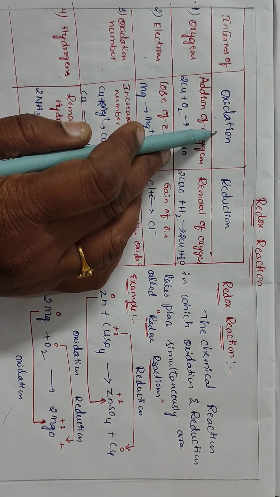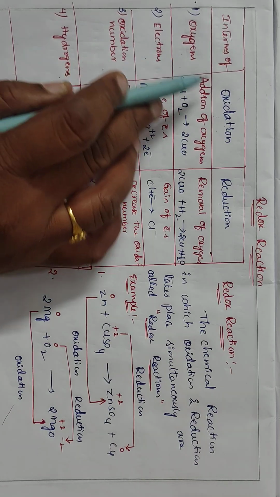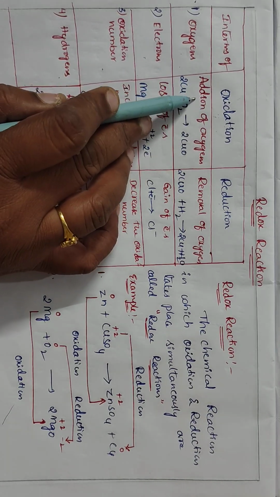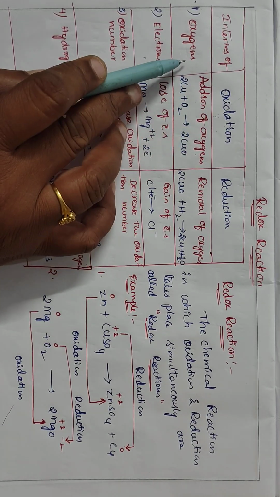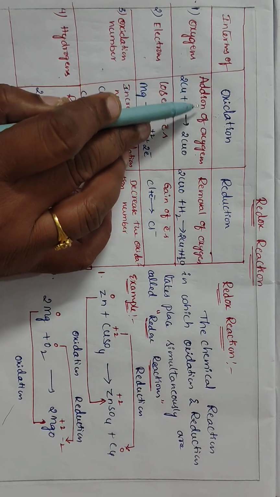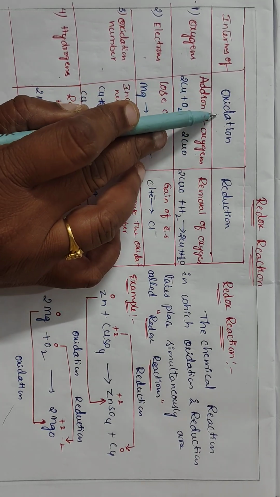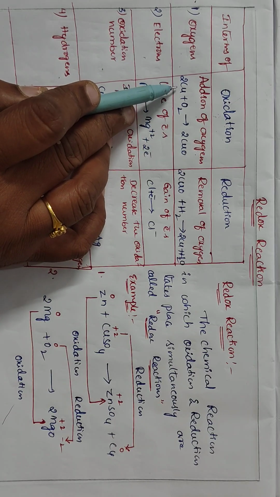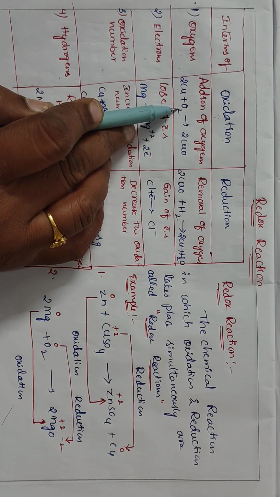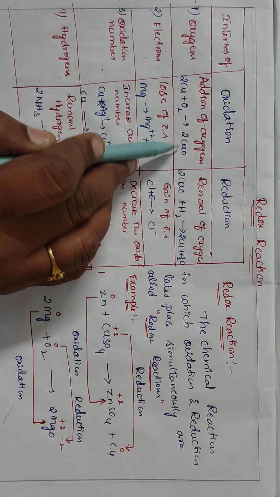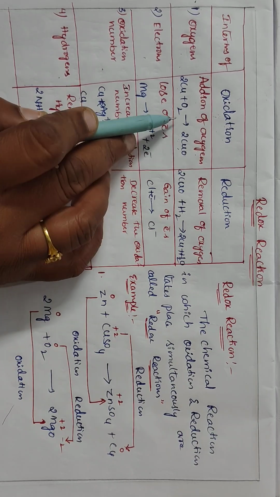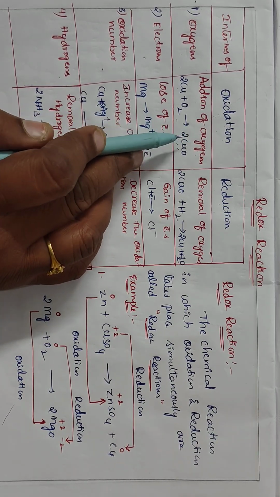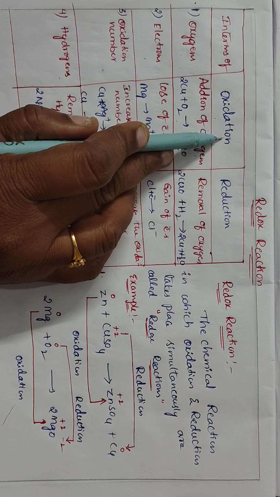Coming to oxidation. In terms of oxygen, what is oxidation? Addition of oxygen is called oxidation. Example, here for copper we are adding oxygen to become copper oxide. That will form copper oxide. So in this example, addition of oxygen is called oxidation.